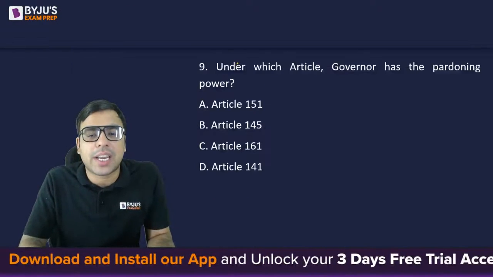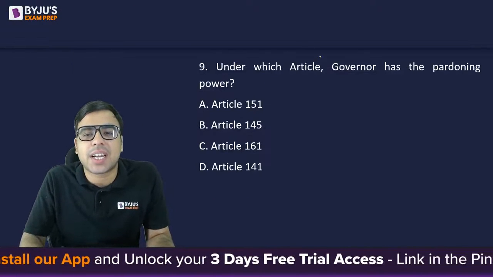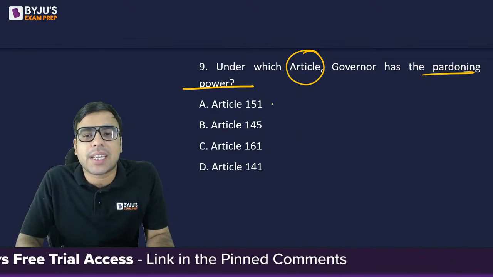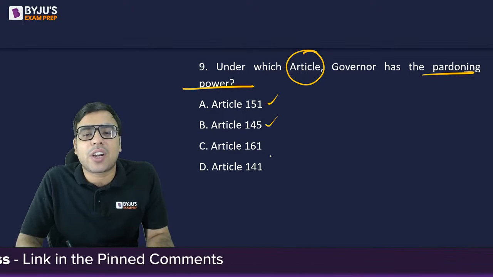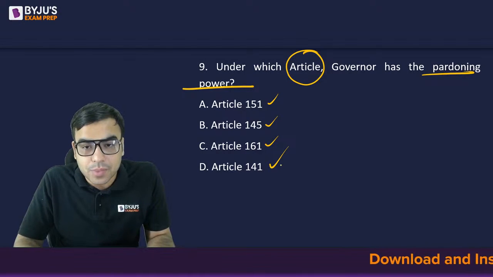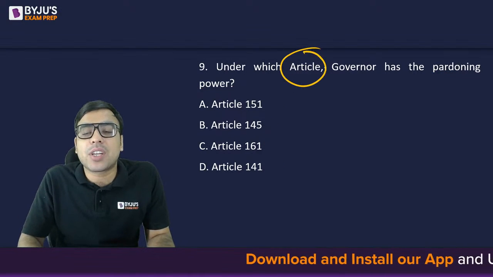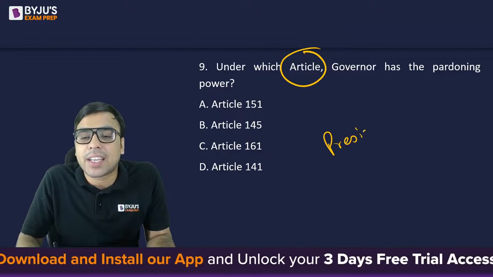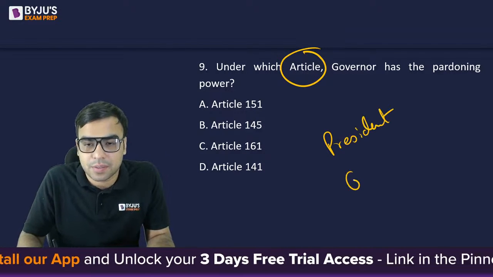Let's move on to the next one, the question number 9, which says under which article governor has the pardoning power? Your options are Article 151, Article 145, Article 161, Article 141. What is the right answer to this question? So pardoning power, both president and governor have pardoning power. ठीक है?